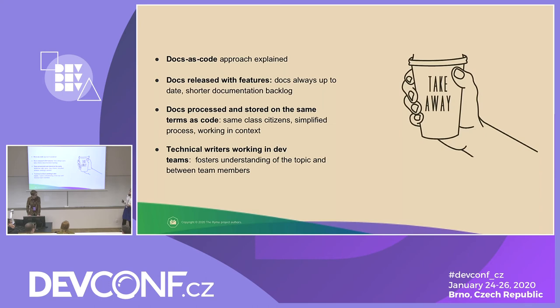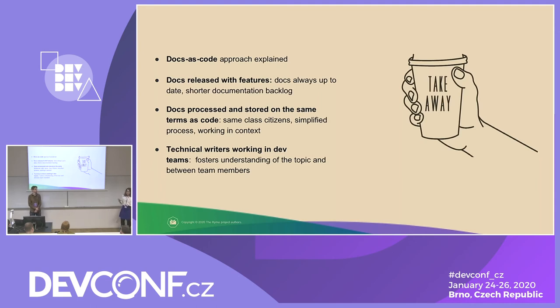And then docs are processed and stored on the same terms as code. That makes them the same class citizens. We use the same processes to create docs and code. We work in context, and the process itself is simplified, rather than having a separate tool that requires a completely different style of work, gathering input from the developers and then putting it into a separate tool, then waiting, then building and all of that.